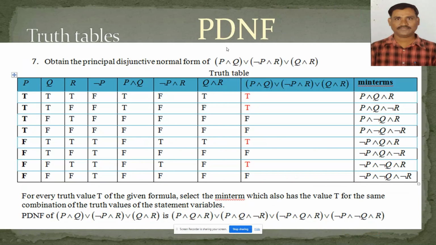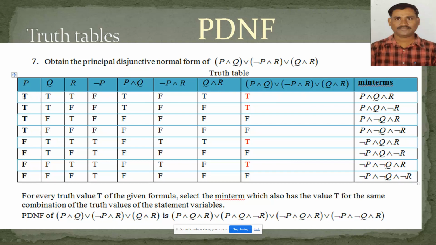To construct PDNF: PDNF is the disjunction of min terms. To construct PDNF you have to form the truth table. We know very well how to construct a truth table. After finding the truth table you also find min terms. So how do you get min terms?